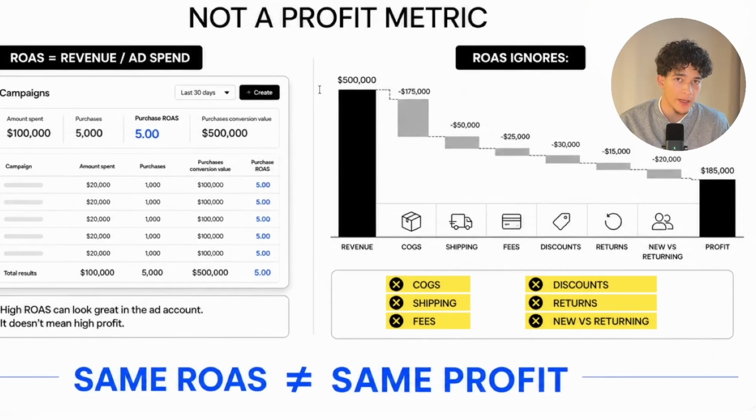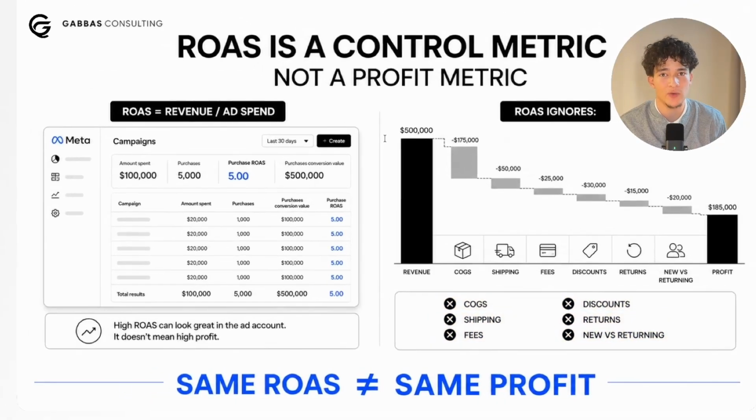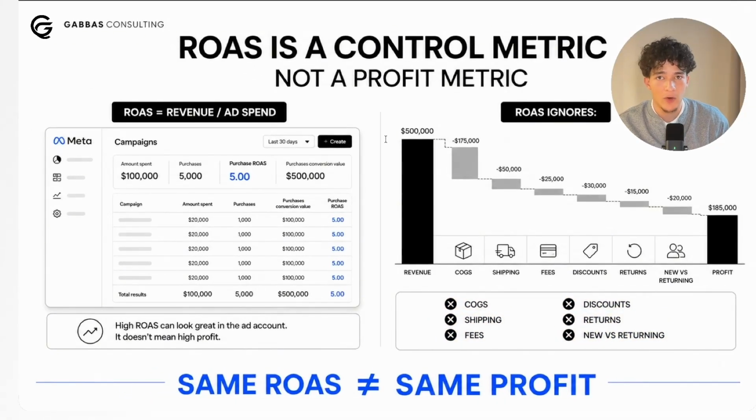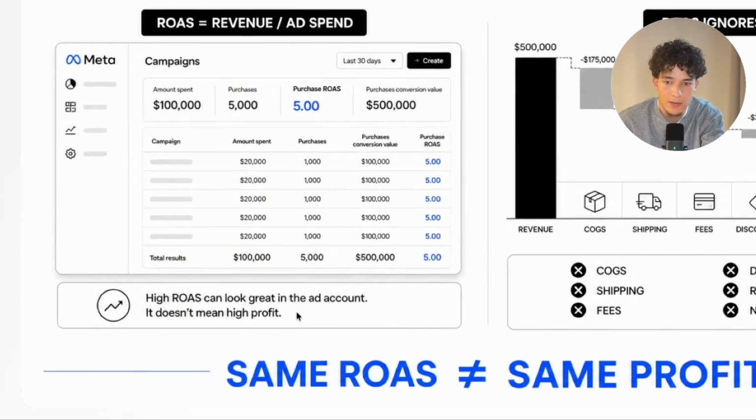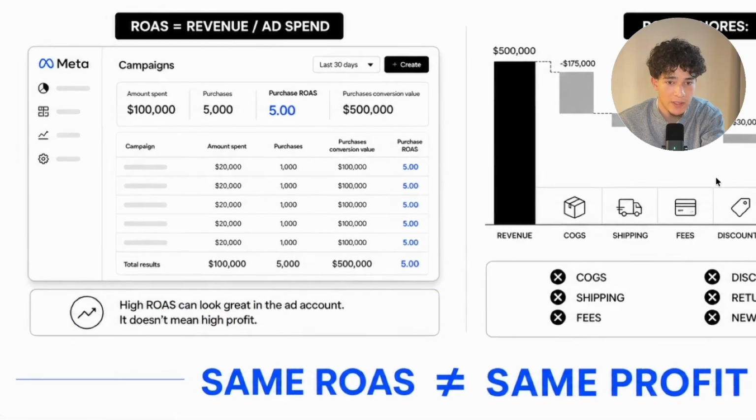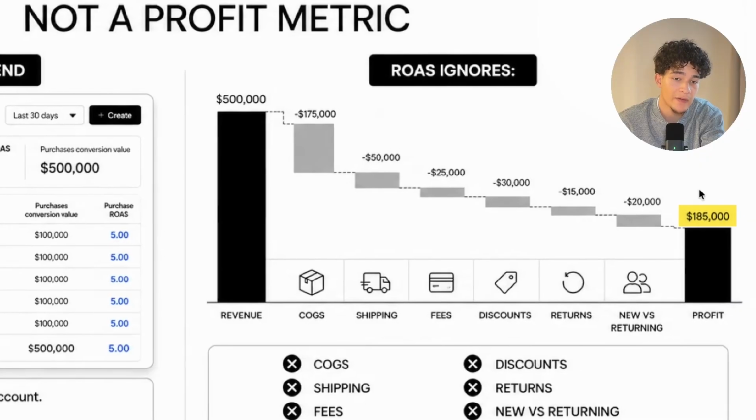And so essentially what everyone has to understand is that we try to get the returning customers to pay for our fixed costs so we can spend more on acquisition for new customers, right? And this is something you don't see in your ROAS. It also doesn't show you how much money reaches your bank account. And so like most of you know, a high ROAS looks great in the ad account, but it doesn't mean high profit. And so at the end you can have a 5 ROAS but leave with 185,000 in profit.